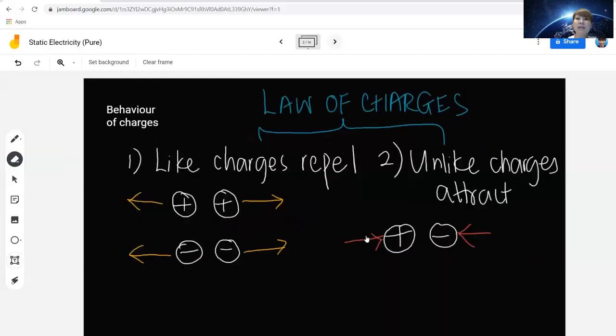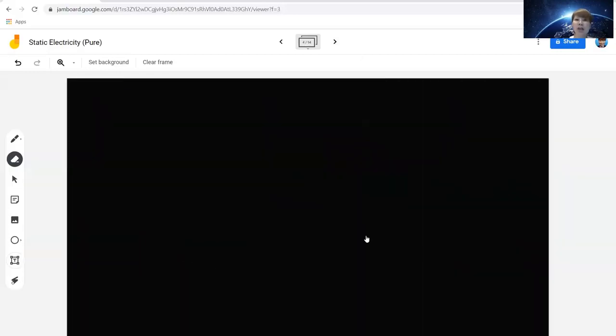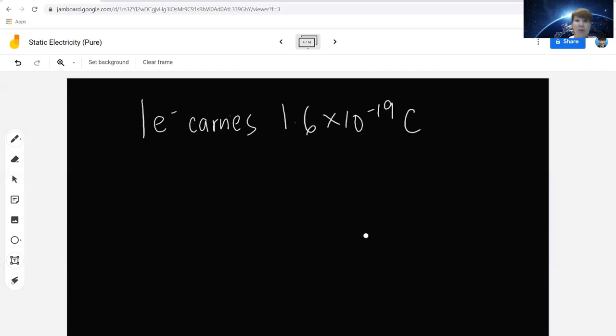So let's take a look. How much charge does one electron carry? One electron actually carries this amount of charge: 1.6 times 10 to the power minus 19 coulomb. So one single electron is carrying this amount of charge. However, we know that there are millions of electrons, just like there are millions of atoms. Therefore, counting a single electron does not make sense.